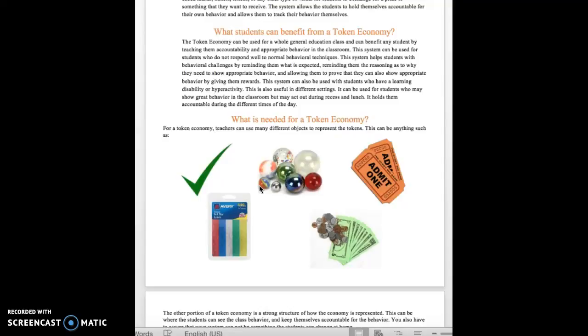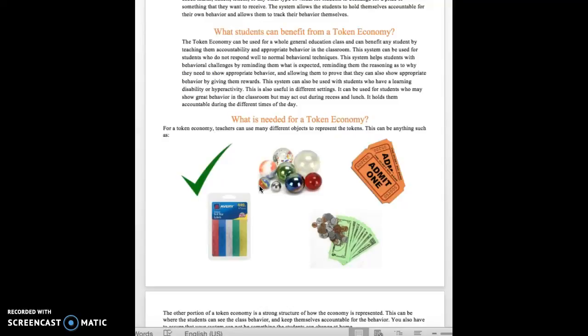This system can also be used with students who have a learning disability or may struggle with hyperactivity. It's just something that maybe the students may not be pointed out and been like, hey, you're doing awesome today just because they are hyperactive or because they have a learning disability. That's not something that needs to hold them back. So when it comes to behavior management, this is something awesome.